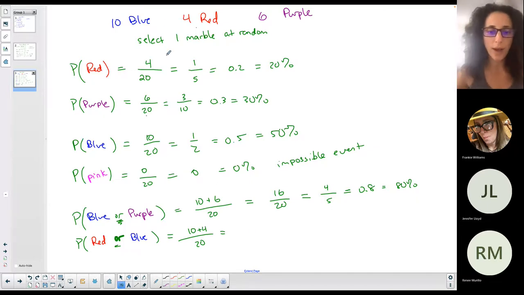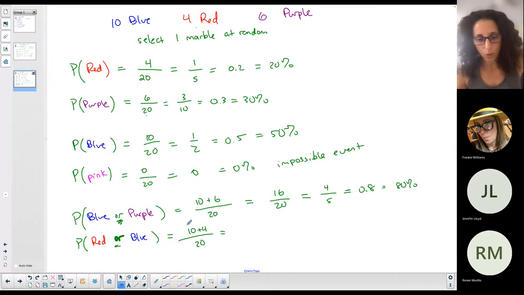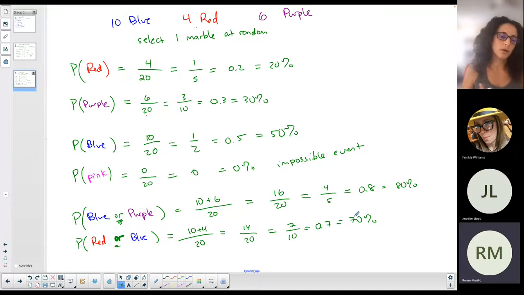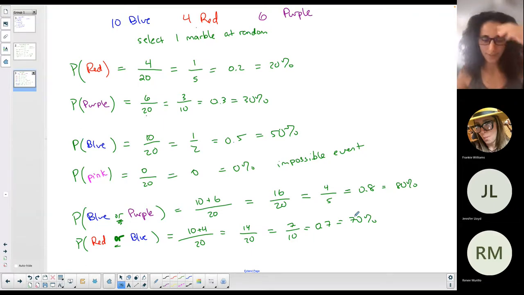So I'm going to add the two possible outcomes as my total on the top for this particular scenario, out of total possible outcomes in general. 14 out of 20, exactly what she said. 2 goes into 14, 7. 2 goes into 20, 10. And then 0.7 or 70%. So are we cool so far? So far, so good. Questions?